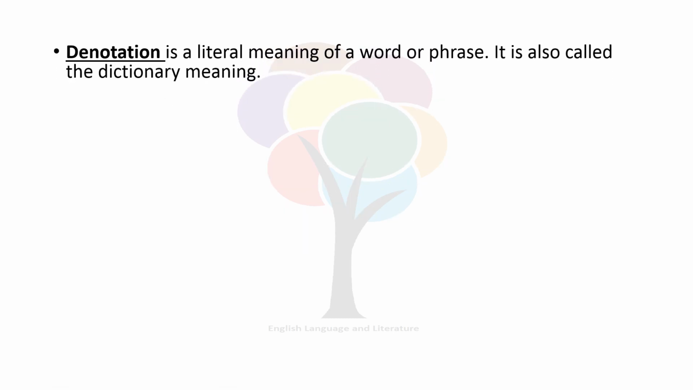Denotation. Denotation is a literal meaning of a word or phrase. It is also called the dictionary meaning. So you should understand denotation in reference with connotation. Connotation means the associated meanings, whereas denotation means the dictionary meanings.